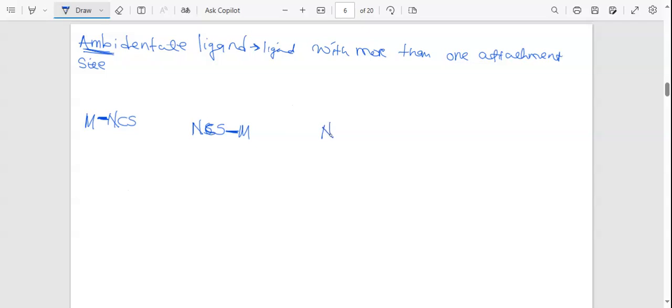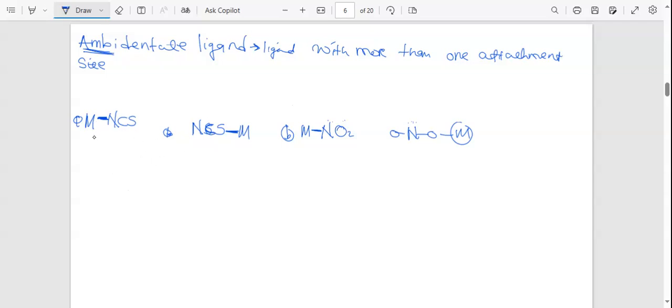So let's say it uses this one. It uses nitrogen at this point. Again, it can also perform like this. Okay, so it doesn't depend on one donor. It can use both sides. So these are what? Ambident ligands. Okay, so that is it about these ones.